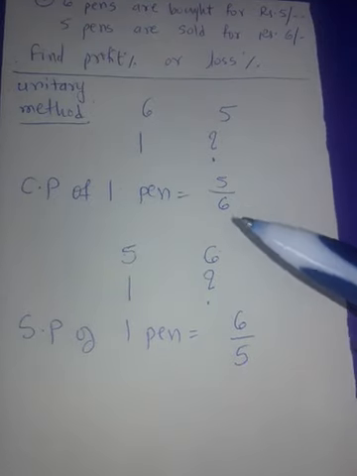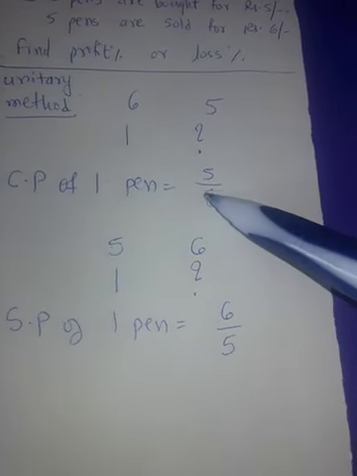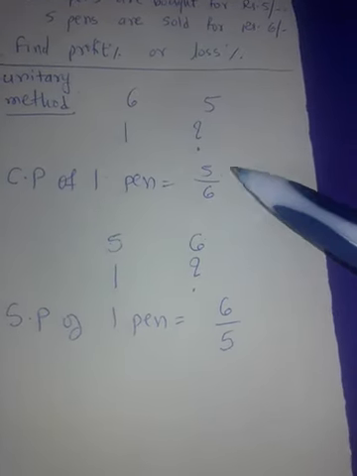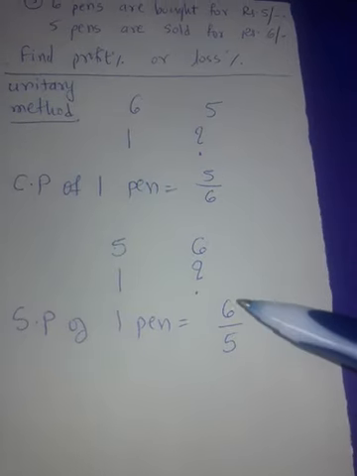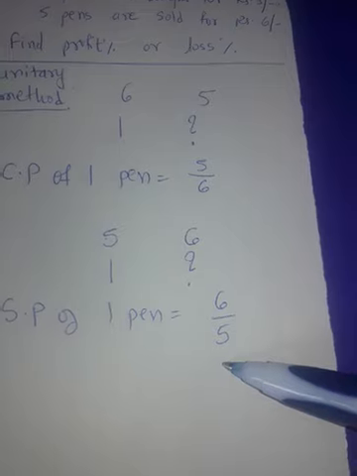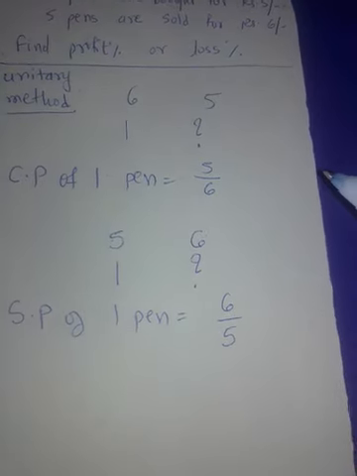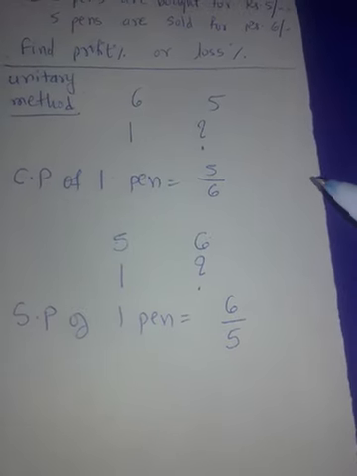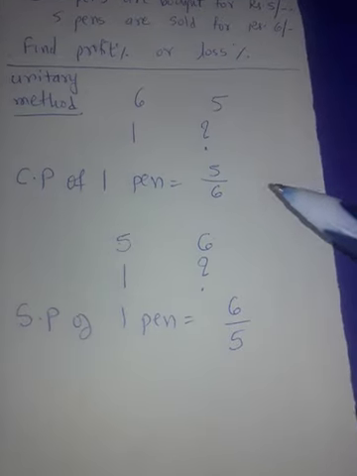Now we have the cost price of one pen and the selling price of one pen. Can we compare them? Which one is more? Look at this fraction, 6 upon 5. Its value is more than 1. 5 upon 6, value less than 1. Proper and improper fractions. Again, watch earlier videos.